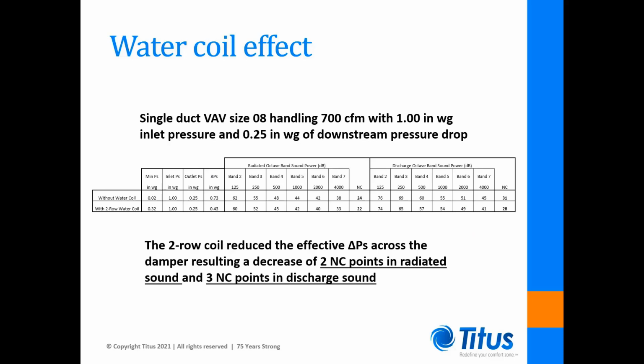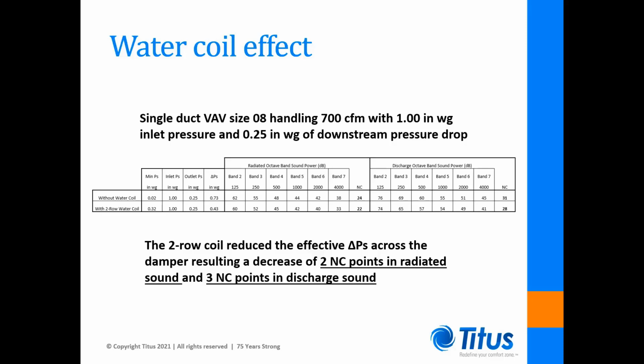So let's look at an example. If we have a size 8 unit handling 700 CFM, the minimum delta PS would be 0.02 inches. If the unit has 1 inch of inlet static pressure and 1/4 inch of downstream pressure, the delta PS across the damper would be 0.73 inches.